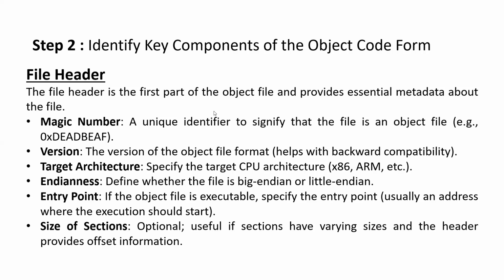Next, whether our object file format would be following endianness or not. So endianness would be either big endian form or little endian form. We also have to define in the file header what the entry point would be if the object file is executable. So we have to specifically add that entry point. This would be an address where your execution will start. We also have to add the size of sections. Now this is optional most of the time, but it would be good if we have sections with varying sizes. If we have sections with varying sizes, then this header would give us information about the offsets used inside.